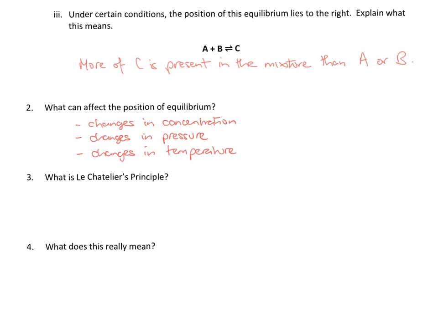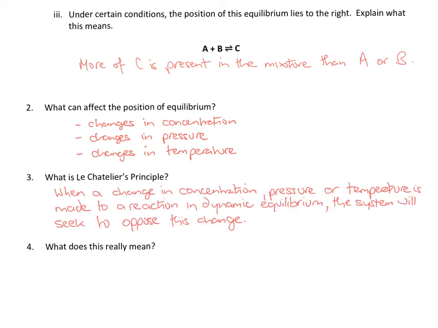To help guide us in how changing any of these three things, concentration, pressure, temperature, can actually affect the position of equilibrium, we need to appreciate this thing called Le Chatelier's principle. It tells us that if you make a change in either concentration or pressure or temperature, then the system seeks to oppose this change. What it wants to do is to restore the balance.